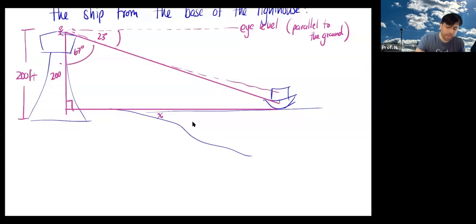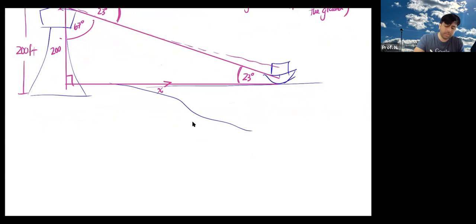Or if I know a little bit more about geometry, if I know this side here is parallel to this side here, then these angles are called alternate interior angles, and they're the same, 23 degrees. So it's up to you whether you use this angle, 67, or this angle, 23 degrees. You still get the same answer. I'm going to use 67 degrees. Why am I going to use 67 degrees?